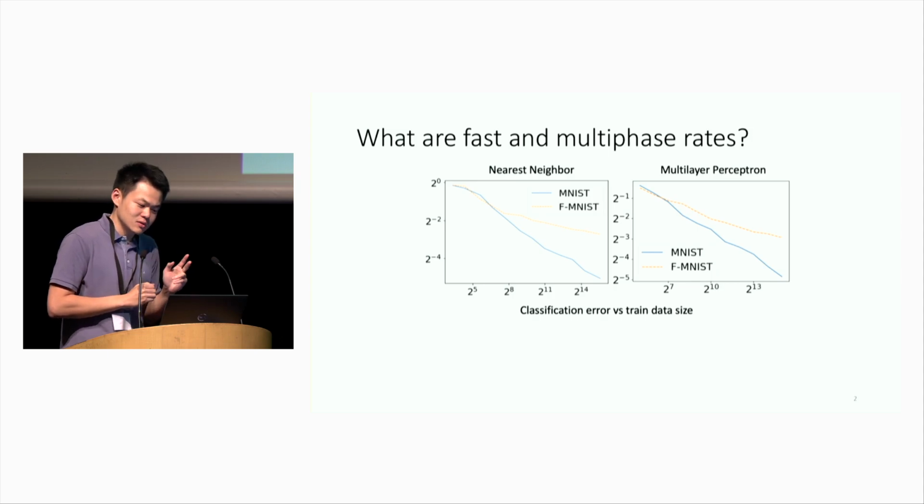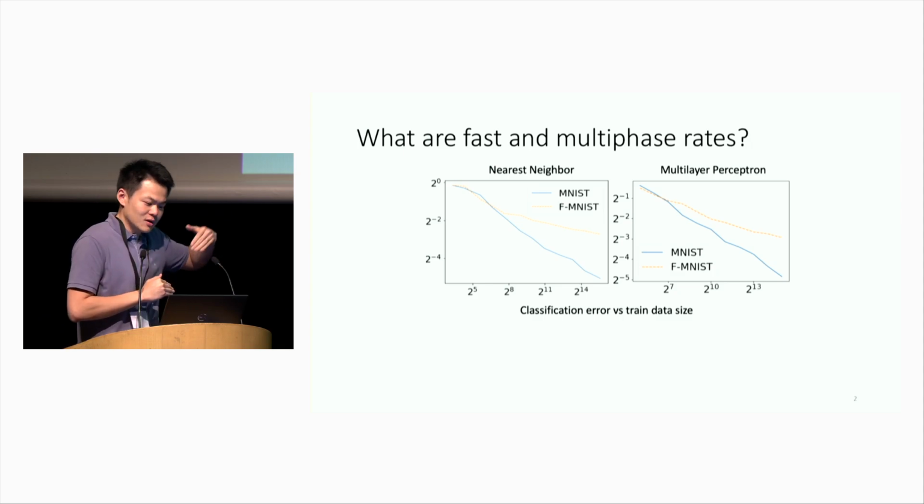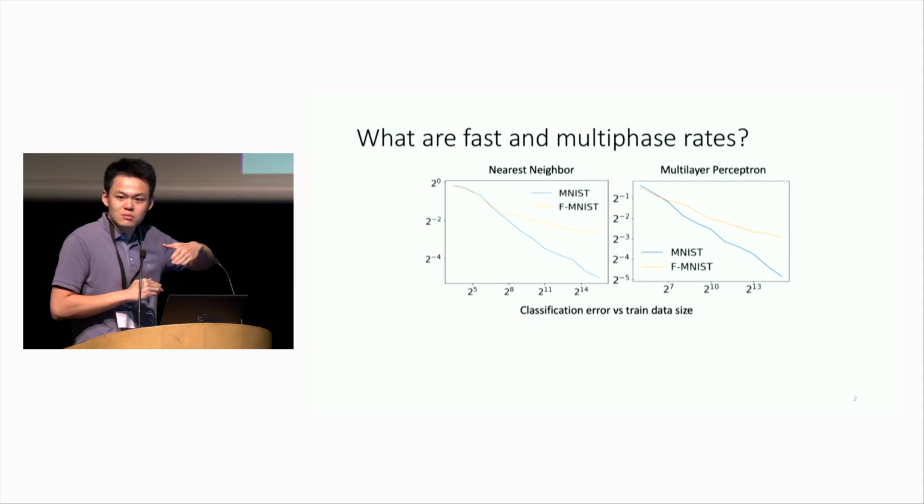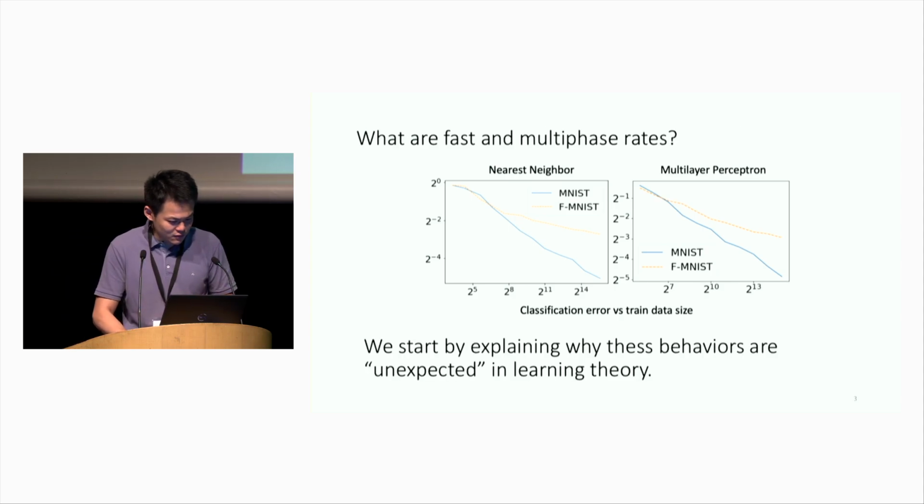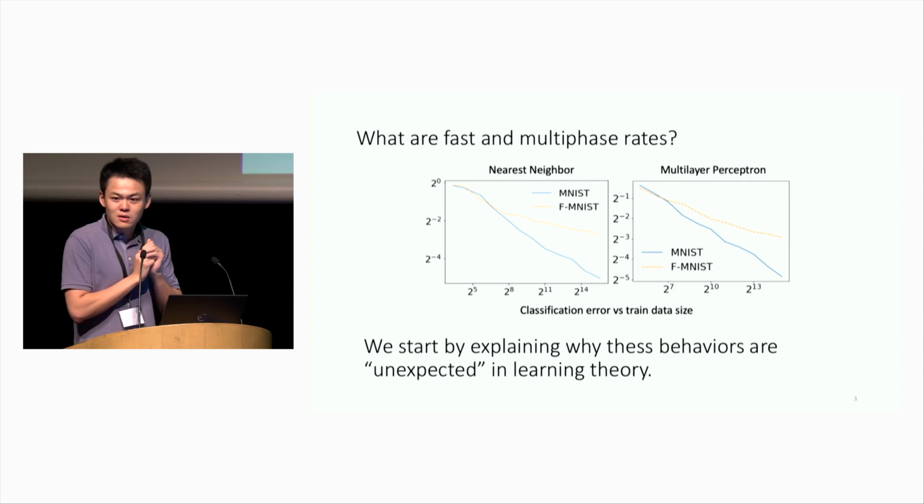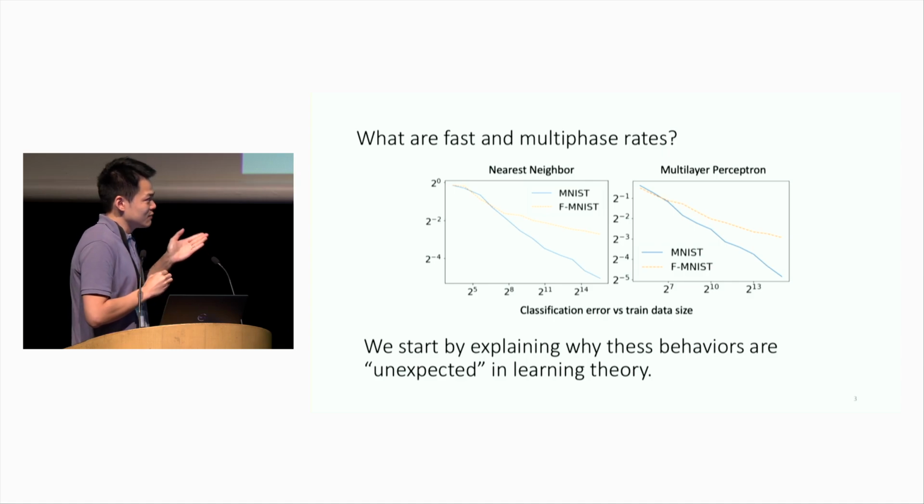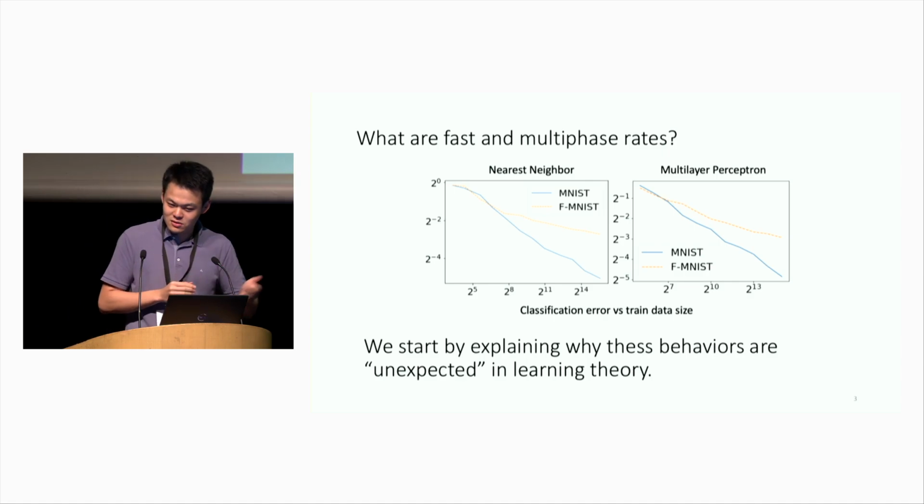But there are two interesting things. First, the rate is much faster than what theory shows, and I will explain that in more detail. Second, this is a log-log plot, and the fact that there is a change in the slope means that the convergence rate changes in the exponent of the sample dependence. This is what I call multi-phase rates. This is just a brief overview, and we will start by explaining why this behavior, which is very expected in practice, does not really fall in what we see in learning theory. So this talk is about learning theory, sorry.